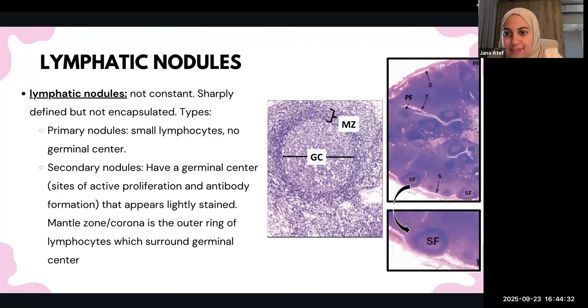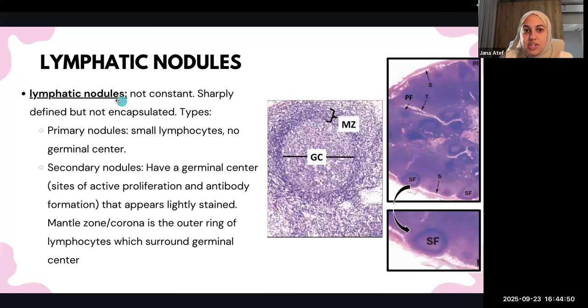Corona means crown. So coronavirus is a virus that has something that looks like a crown. When we say the mantle zone is also called the corona zone, it means it looks like a crown. It looks like this germinal center is wearing something. This is the mantle zone.